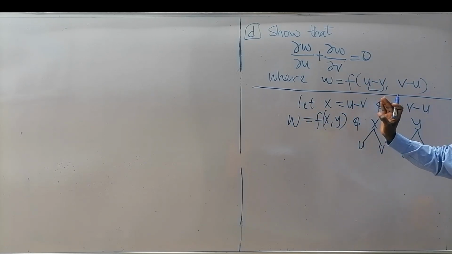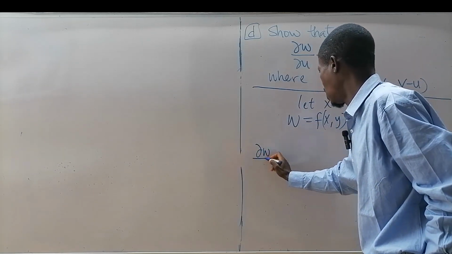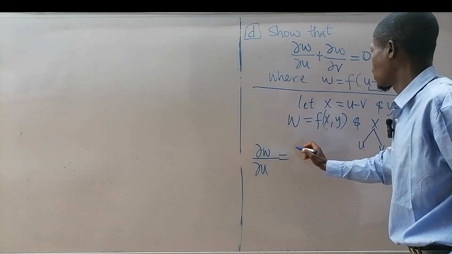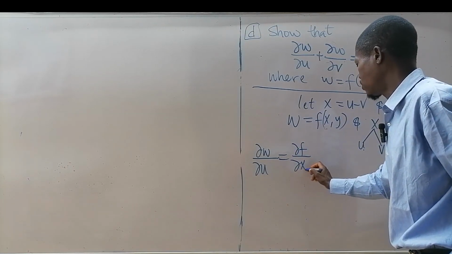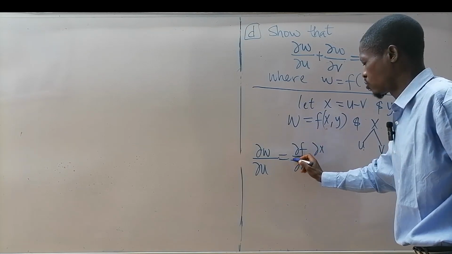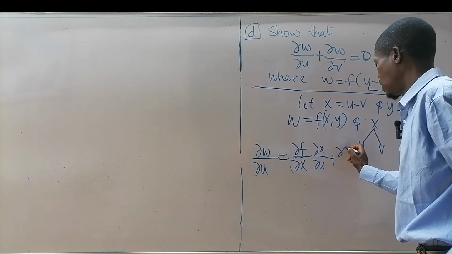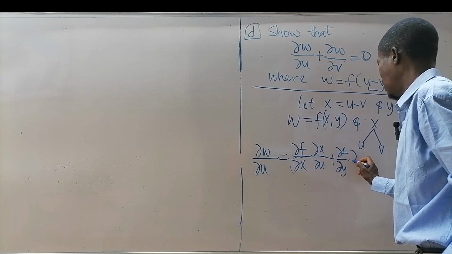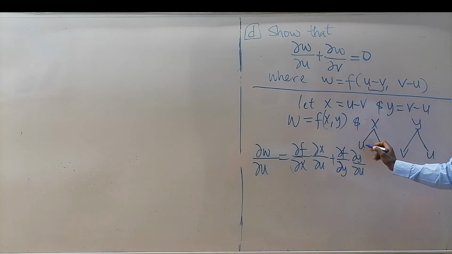Okay, so let's go straight to the business. So this will be equal to del W with respect to U, which is going to be del F del x times del x over del U, plus del F with respect to the second function, del y, times del y over del U. So we've done it with respect to the first function. Let's get the value for that.